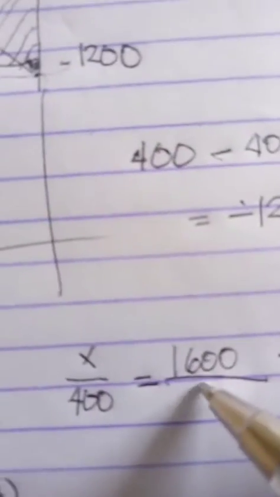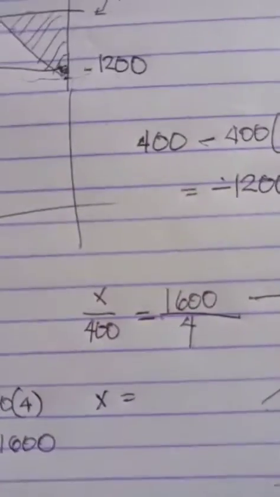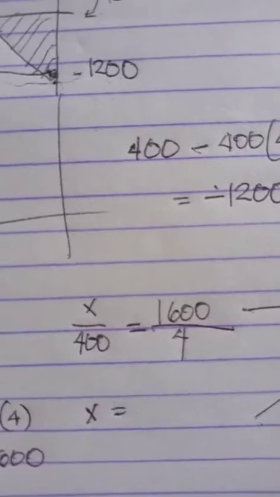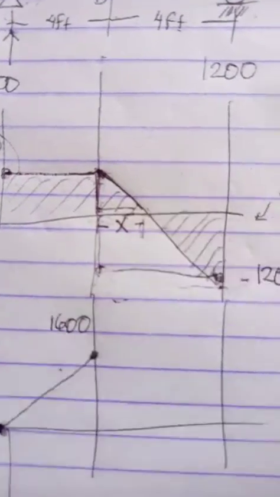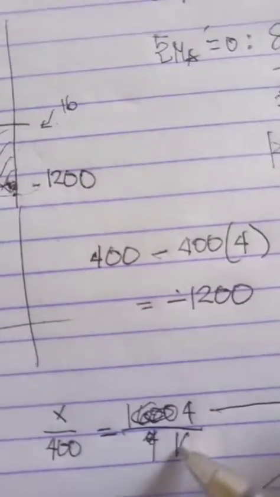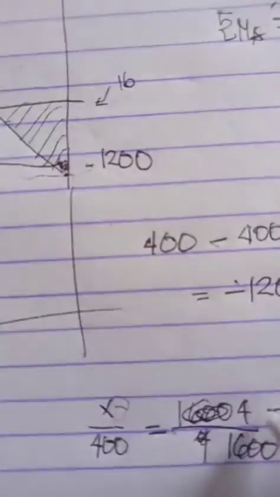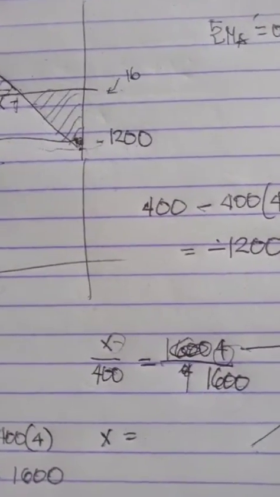So 1600 over 4. If we simplify that, 1600 divided by 4 is just what? 400. Am I right? Or am I wrong? 1600 is to 4, and then x. X is no. It should be 4 over 1600, because this is for the base to base, and then height to height. Alright. So 400 times 4 is just 1600, and thus x is 1. So at x equals 1, the shear should be zero, and the moment should be maximum.